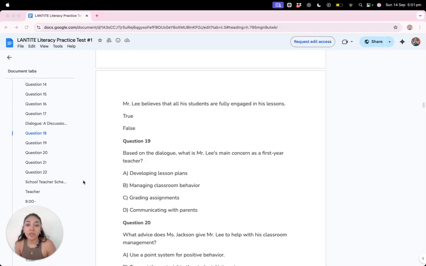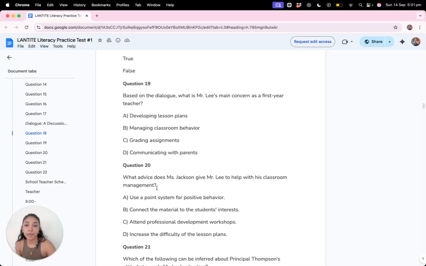Based on the dialogue, what is Mr. Lee's main concern as a first-year teacher? So question 19, is it developing lesson plans, managing classroom behaviour, grading assignments, or communicating with parents? So we can see from the dialogue above that it was managing classroom behaviour, as Mr. Lee explicitly states that he's struggling with maintaining and managing classroom behaviour, which is his main concern. Okay, so that one would be B.